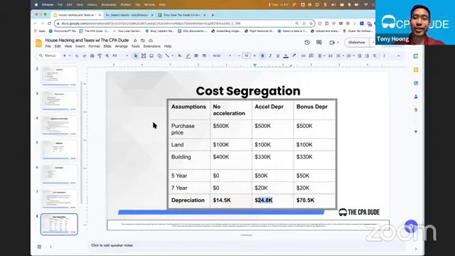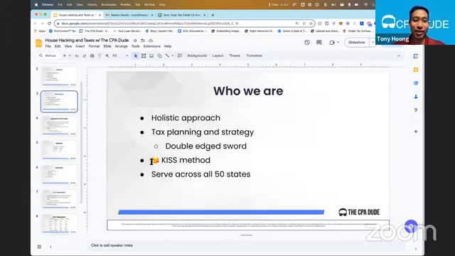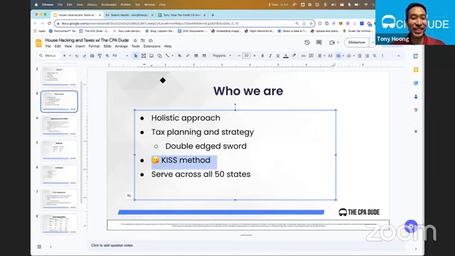Fancy tax jargon. It's like tax loss harvesting. I don't know why they call it tax loss harvesting. I'm like, dude, it's just selling bad positions and capturing your capital losses. Like I said earlier, our method is the KISS method: keep it simple.